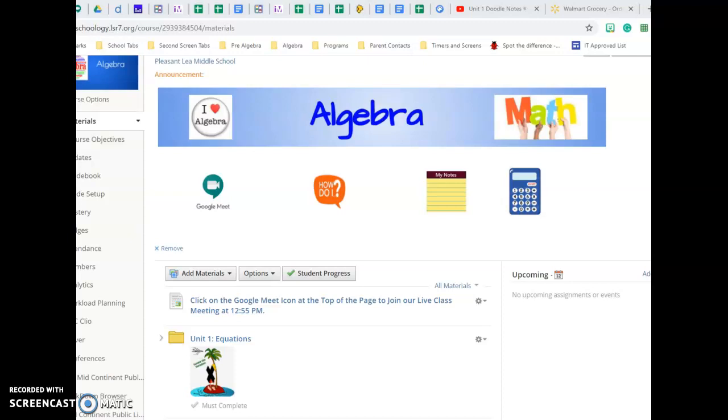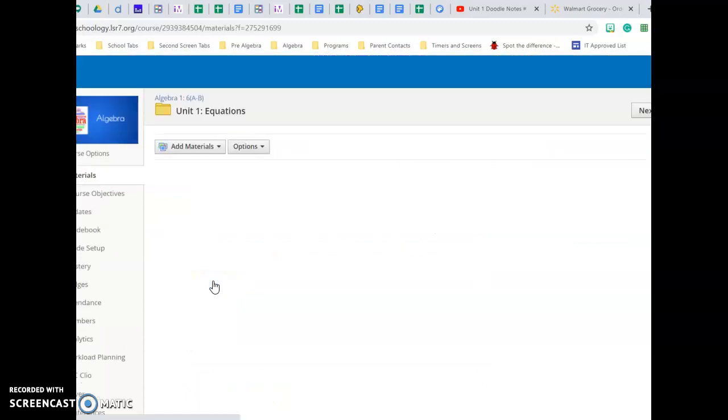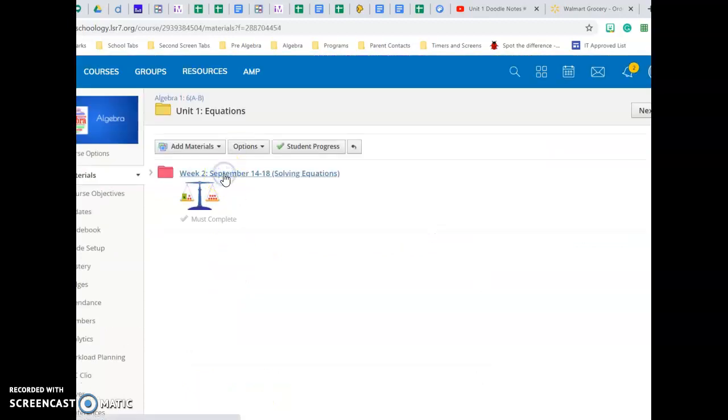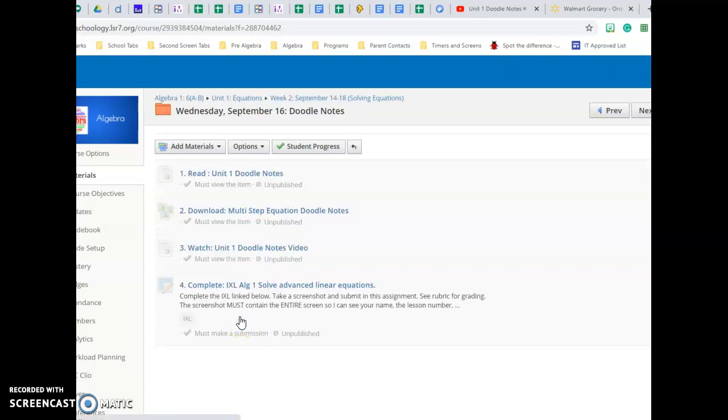Hello, today we're going to take some notes on solving multi-step equations. Just like we did the other day, you're going to need to make sure that you have downloaded both of the image files from the media album in today's folder. So make sure you've downloaded 2 documents here, and then you're going to watch this video.